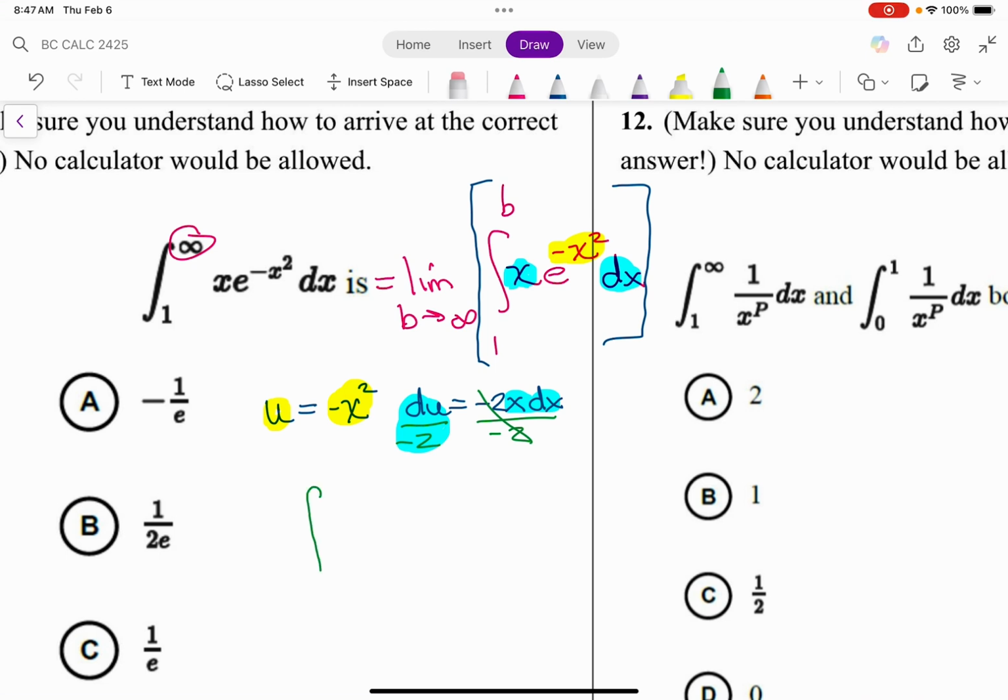So I get the integral, we'll change the limits later, so it's going to be e to the u, and then x dx gets replaced with du over negative 2. And then we have to update our limits of integration, right? So this was an x, that's an x. So if x is equal to 1, looking at our relationship here, that means that u is equal to negative 1. And when x is equal to b, that means u is equal to negative b squared.